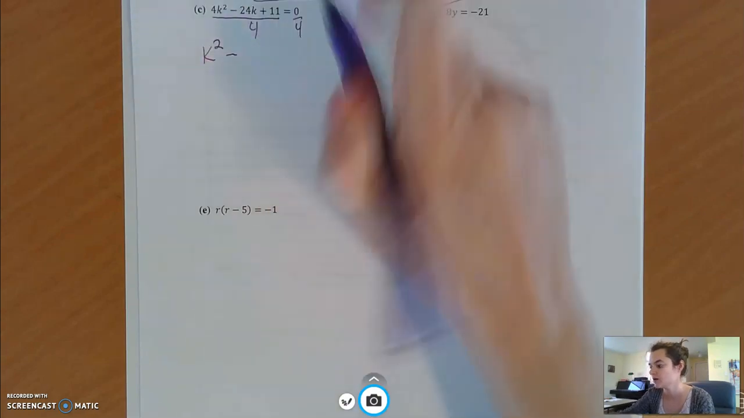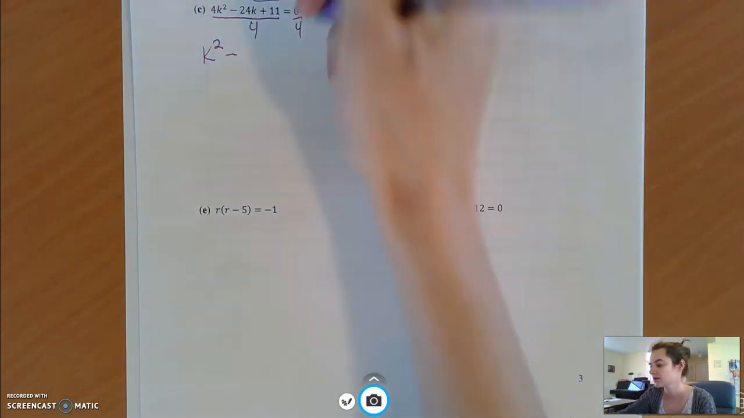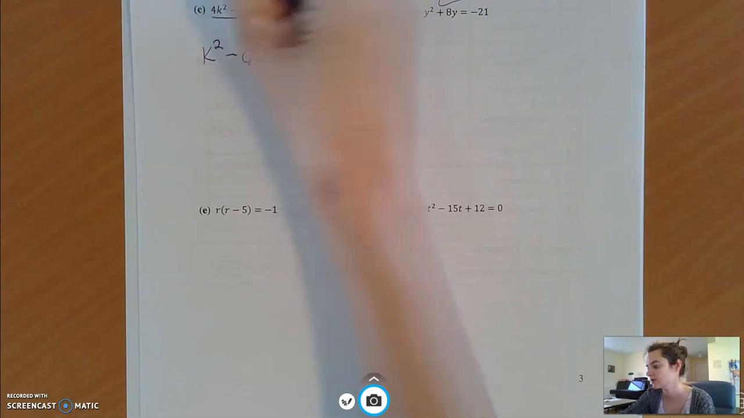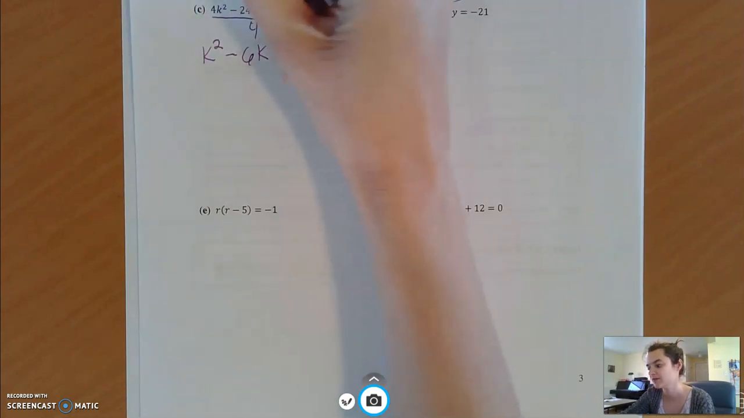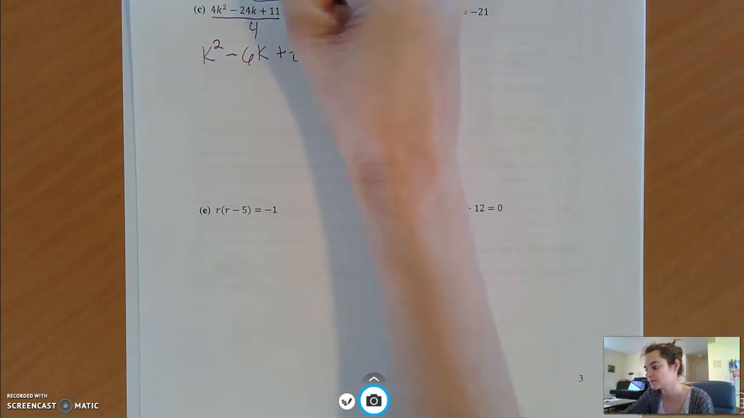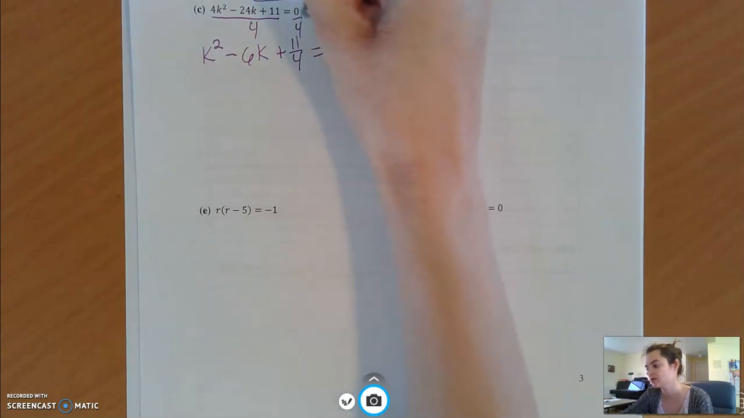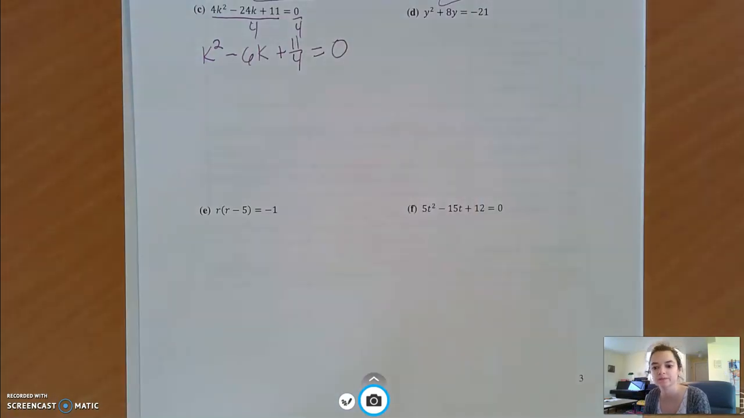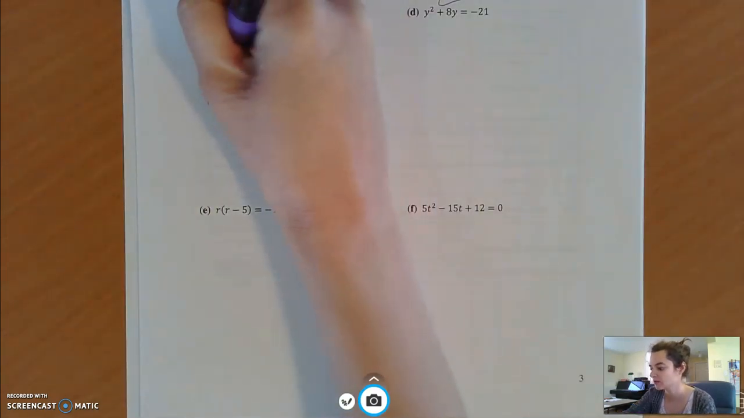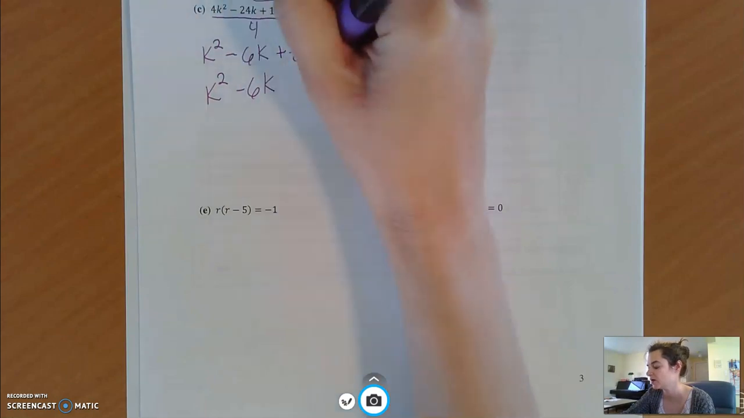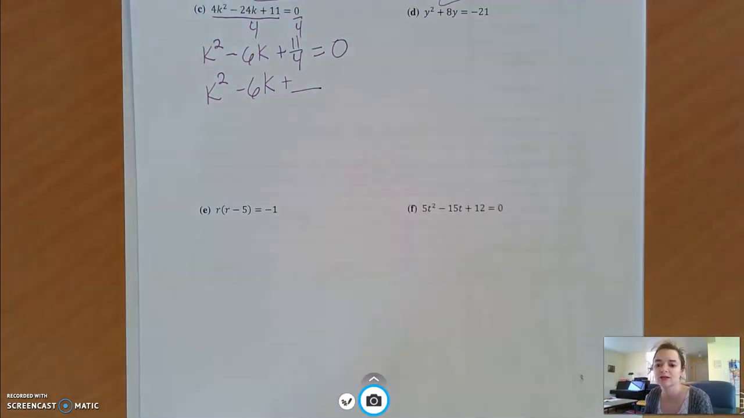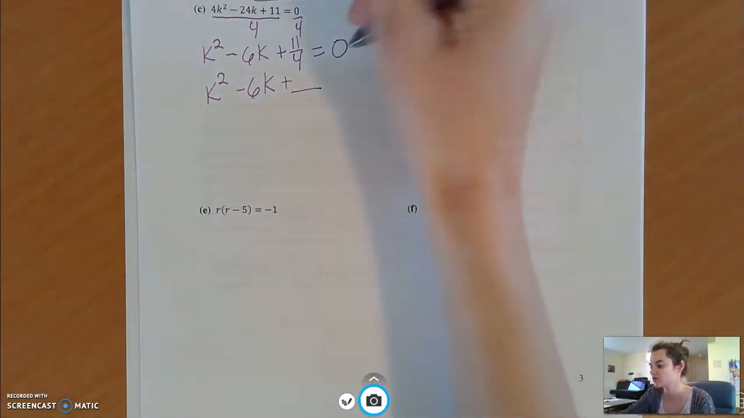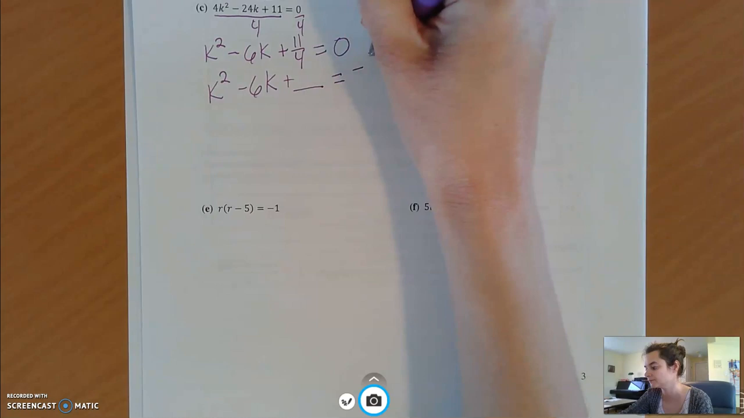minus 24k divided by 4 is 6k plus 11 divided by 4 is 11 fourths equals 0 divided by 4, which is 0. Okay. Next up, we're going to get it set up to complete the square. So I'm going to keep my k squared and my minus 6k over here. I'll have a plus blank so that I have a blank spot to complete the square. And then I'm going to subtract 11 fourths from both sides just to get it out of the way.